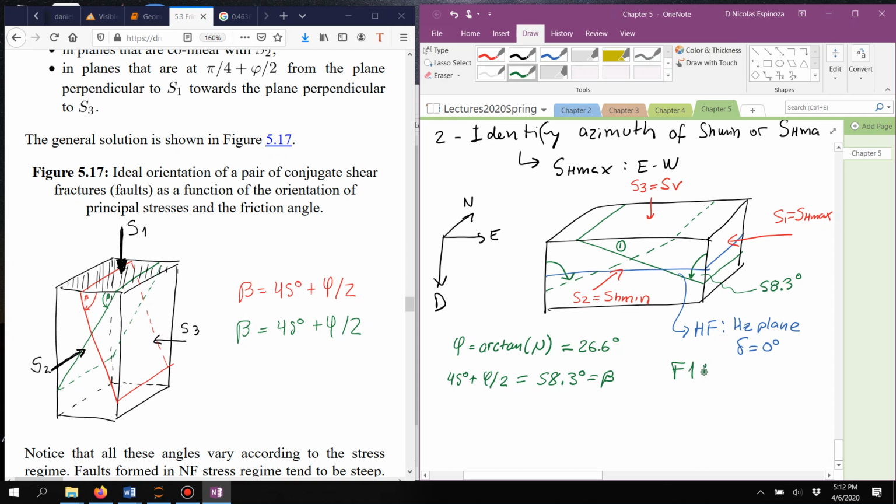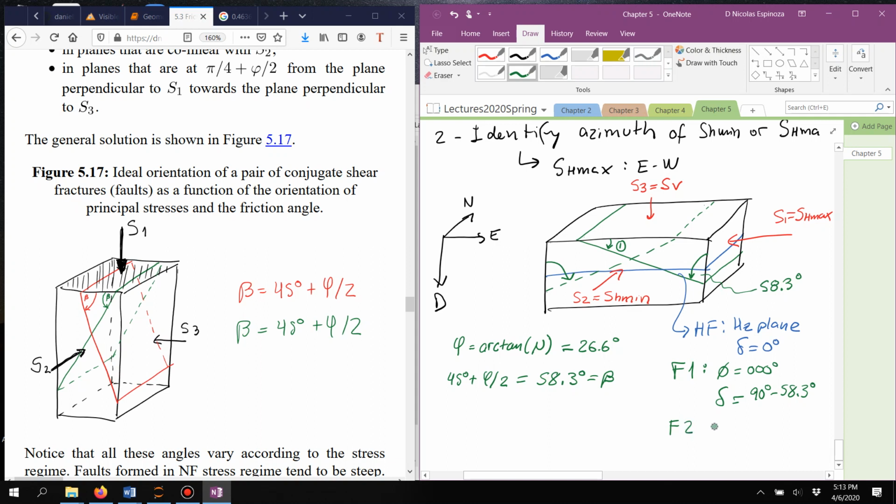But for this fault number 1, I can see from the figure what is the strike. The strike is this line, the intersection of the fault with the horizontal plane, and in this case is equal to 0 because it's in the direction of the north. It's aligned with the north. And the dip, notice that it's not given by the angle beta, but by the complementary angle, which is right here. And this angle over here is going to be 90 degrees minus 58.3 degrees.